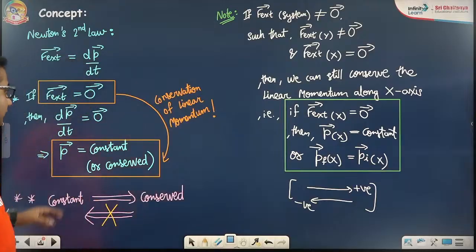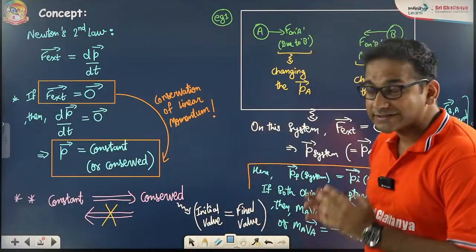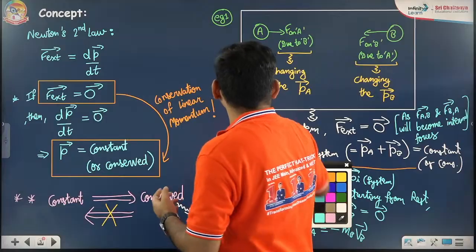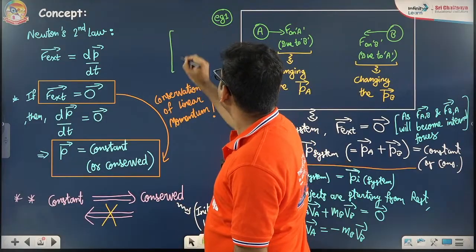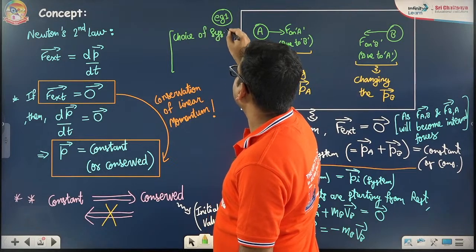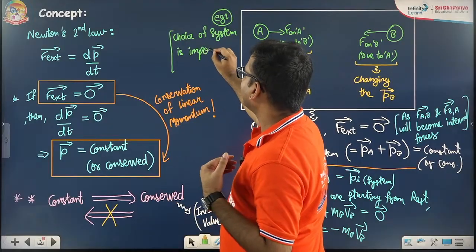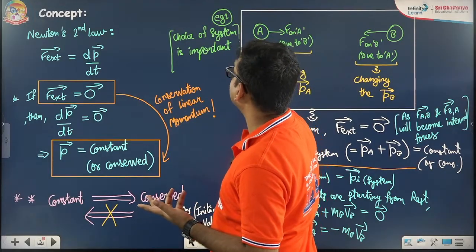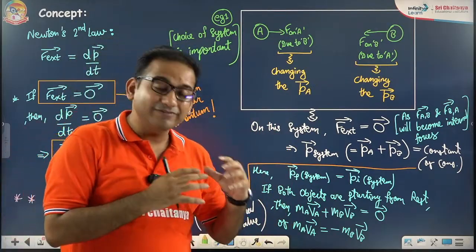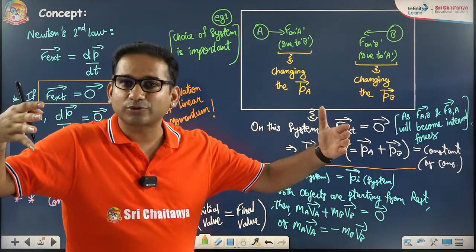Here what we have learned is that only external forces have the capacity to change the linear momentum of the system. Choice of system is a very important task. Choice of system is very, very important. Now, how to choose the system? In rough terms, I would say that we will prefer to choose the system as large as possible.